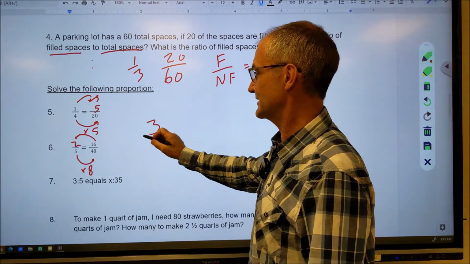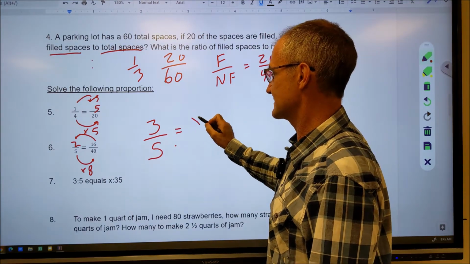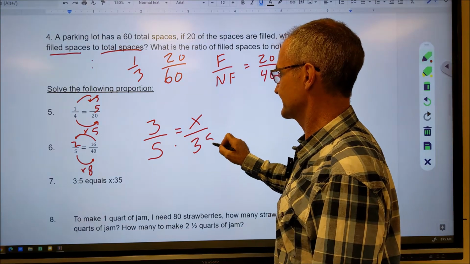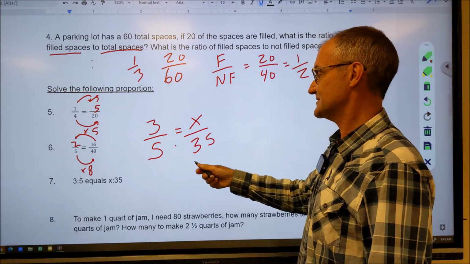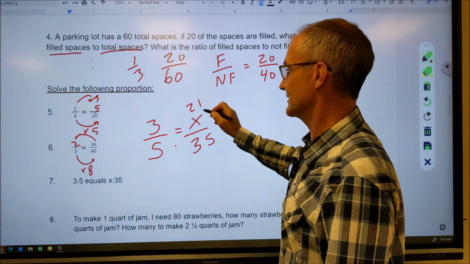All right, and here's another proportion. Let's say I have 3 to 5. I'll write it as a fraction, and I'll set it equal to x over 35. I could do 5 times 7 equals 35. So 3 times 7 equals 21.